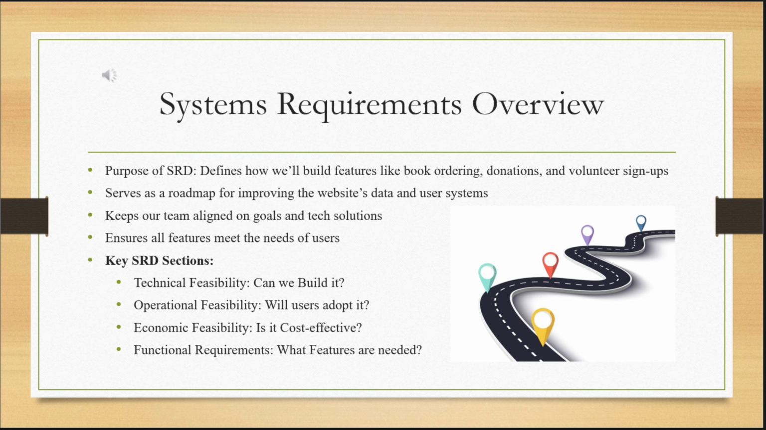Systems Requirements Overview. This slide explains the purpose of our System Requirements Document, or SRD. It lays out how we'll build features like book ordering, donations, and volunteer signups, and acts as a roadmap for improving the website's data and user systems. It keeps our team on the same page with goals and technology while making sure all features meet the needs of both users and staff. Key sections of the SRD cover technical feasibility, can we build it, operational feasibility, will people use it, economic feasibility, is it affordable, and functional requirements, what the system must actually do.